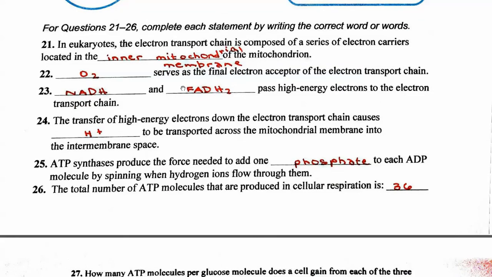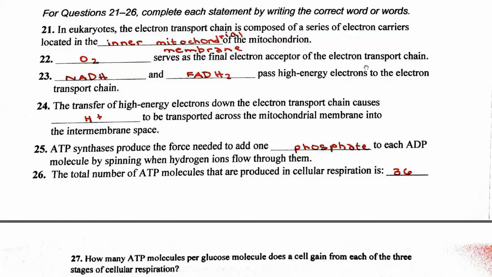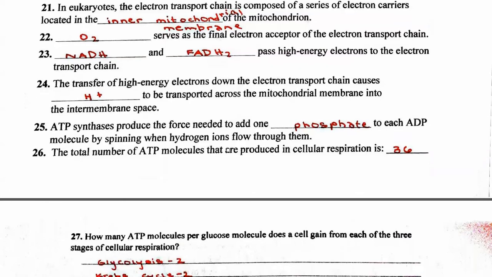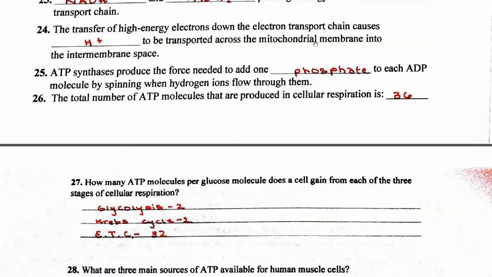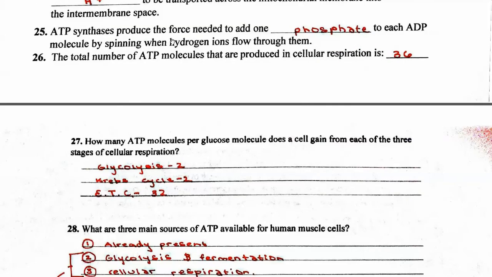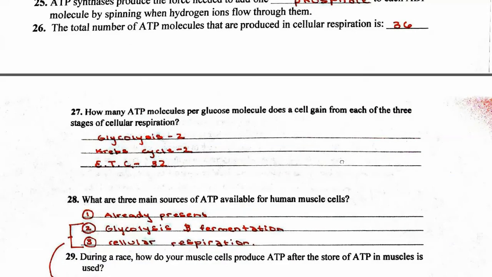All right, blank serves as the final electron acceptor. That's oxygen. I reviewed that in the previous video, so go back if you're unsure about that. This is what grabs the electrons at the end of the electron transport chain. Blank and blank pass high energy electrons to the electron transport chain: NADH and FADH2. These are your electron carriers. The transfer of high energy electrons down the electron transport chain causes H+ to be transported, because they're pumps. So the electrons are powering those pumps. ATP synthase produces the force needed to add one phosphate to each ADP. And for this one, you get 36 ATPs that are produced.